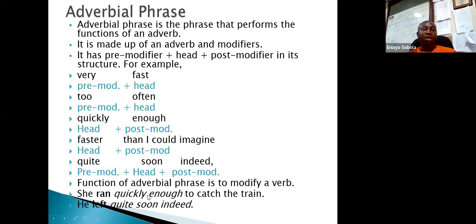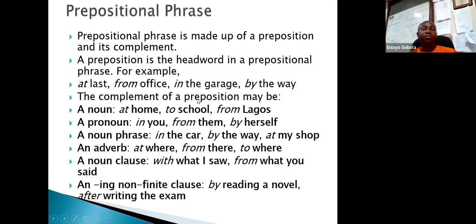We have here an example: she ran quickly enough to catch the train. Quickly enough modifies the verb ran. He left quite soon indeed. Quite soon indeed modifies the verb left. Just note that an adverbial phrase modifies a verb in a simple way.